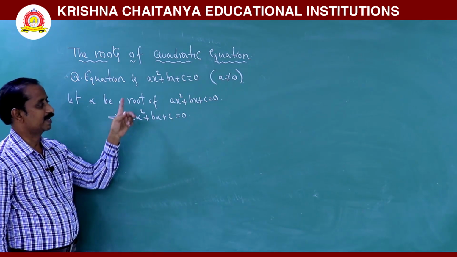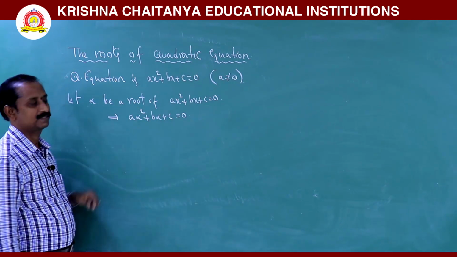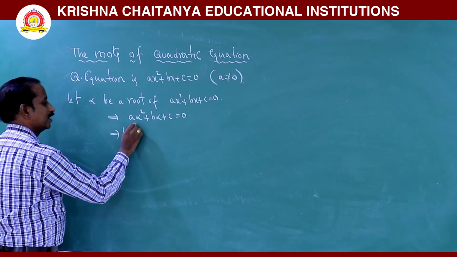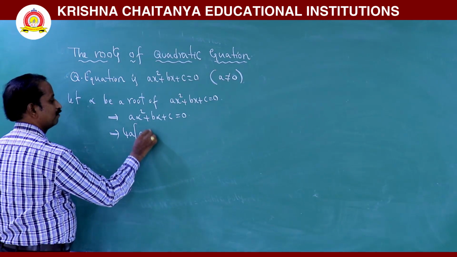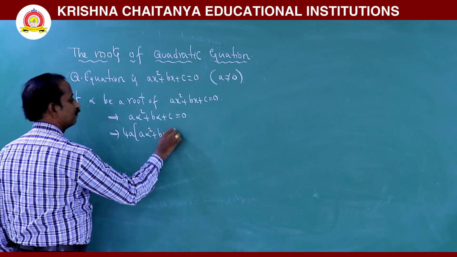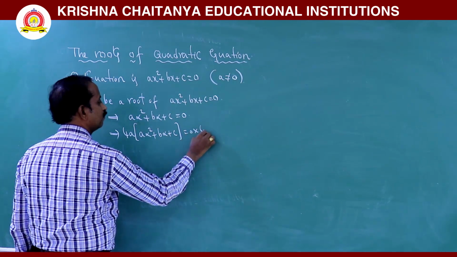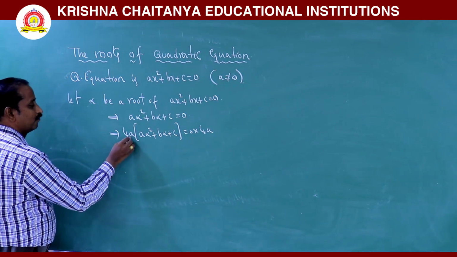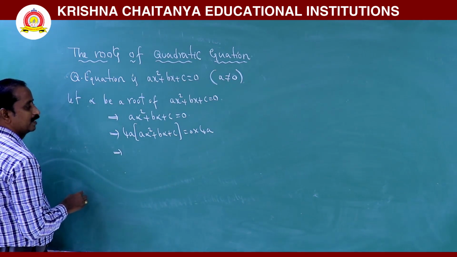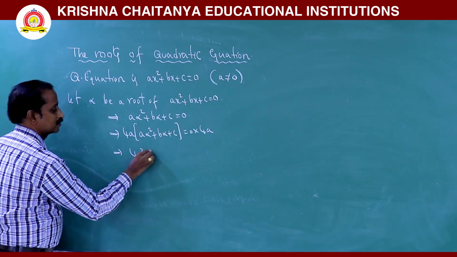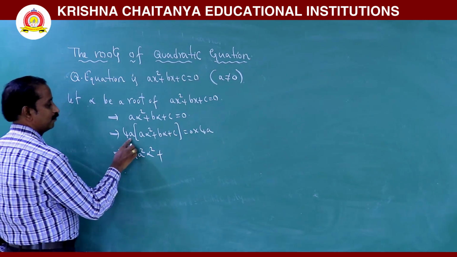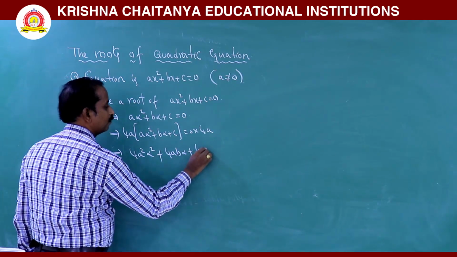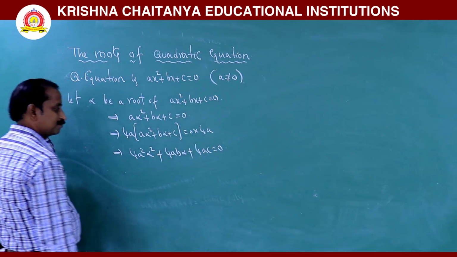Now we multiply by 4a on both sides. It becomes 4a times (a·alpha² + b·alpha + c) = 0 times 4a. What do we get? 4a into a is 4a², so 4a²alpha² plus 4a into b alpha, nothing but 4ab·alpha, plus 4ac is equal to 0.